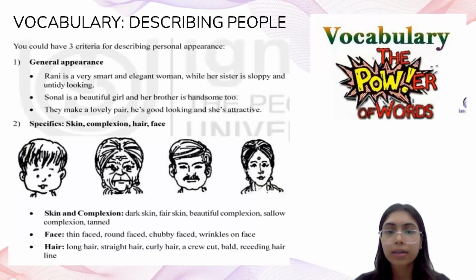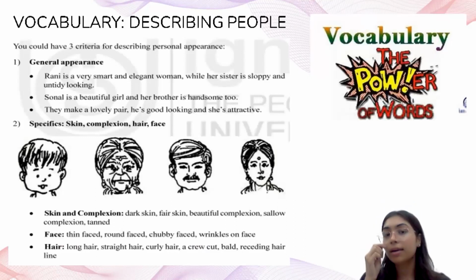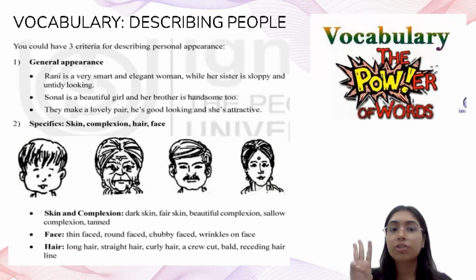Okay, now let's proceed further. Here we are going to start with vocabulary. Vocabulary about describing people. So it is really important when you are generating small talk. So you should know कि कैसे हम लोगों को describe करें. Okay. So there could be three criteria by which you can just describe any person.